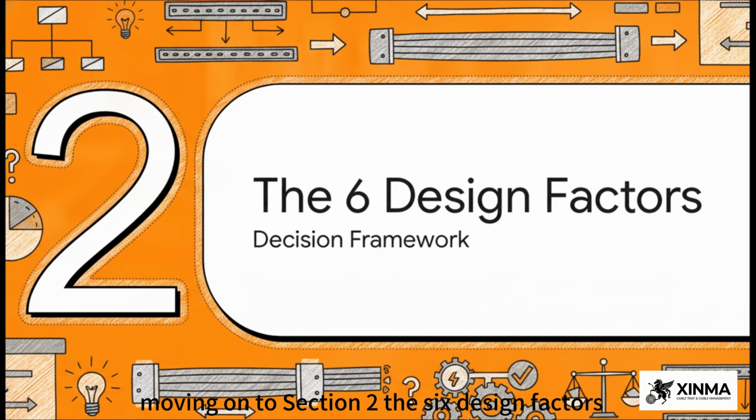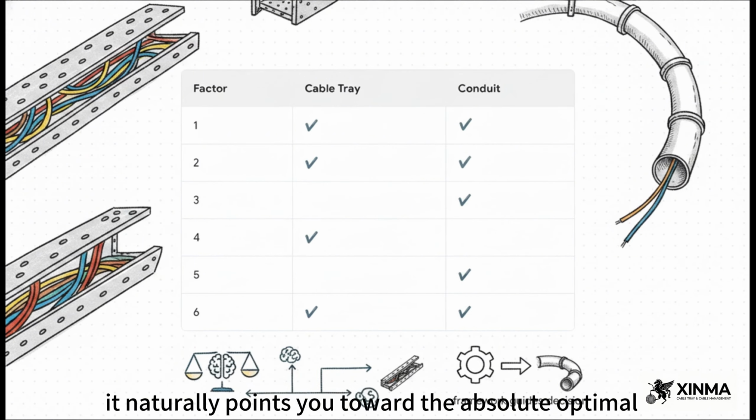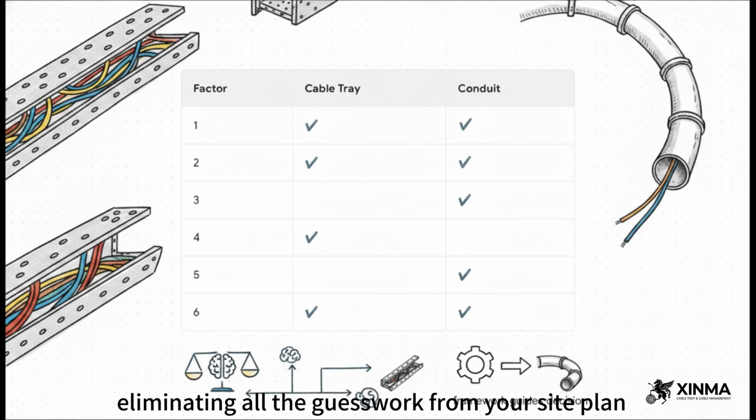Moving on to Section 2, the 6 design factors. This is our practical decision framework, and this brilliantly illustrates how we actually make those choices. When you're looking at any route, you need to evaluate 6 key factors: cable volume, environmental hazards, EMI shielding, future flexibility, heat dissipation, and physical protection. By weighing these specific factors side by side like a giant puzzle, this framework literally takes the emotion out of the process. It naturally points you toward the optimal choice for that specific segment of the run, eliminating all the guesswork from your site plan.